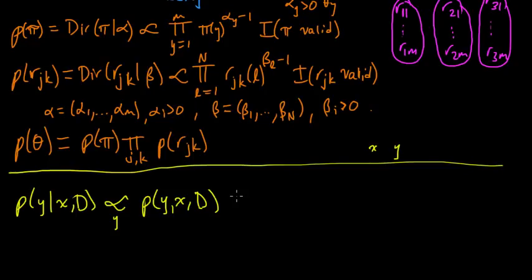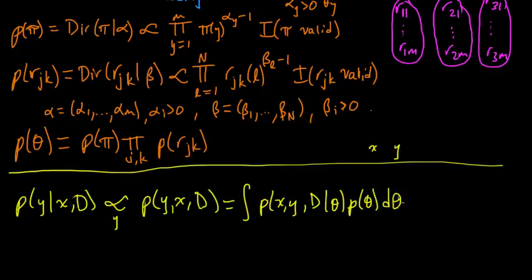So we have that. And then let's integrate out. We need to introduce our parameters in order to use our model, so we'll integrate out our parameters. This is equal to, let me switch x and y here, the integral of the probability of x, y, and d given theta times the probability of theta, and we're integrating over all of those prior parameters.